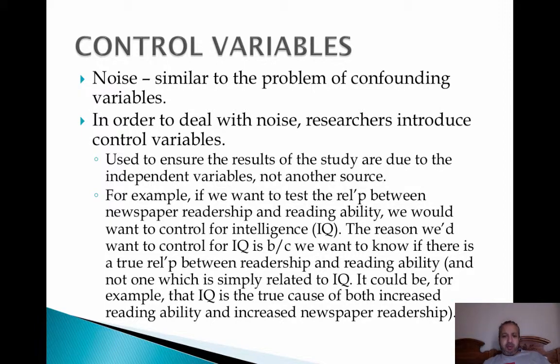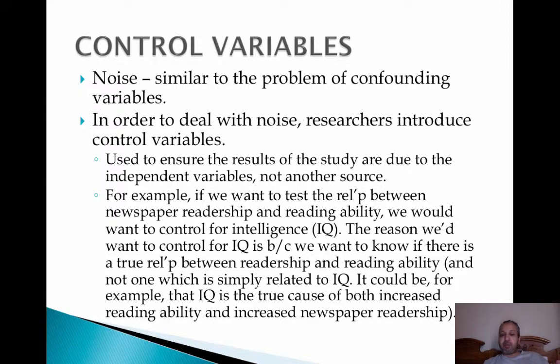So here, this is an example. If you want to test the relationship between newspaper readership and reading ability, we would want to control. So you might hypothesize that people that read really well are more likely to read the newspaper, right? We would have to control for other variables. We'd have to control for intelligence, for example, IQ. And the reason we'd want to control for IQ is because we want to know if there's a true relationship between readership and reading ability, right? And not simply one that's related to IQ.